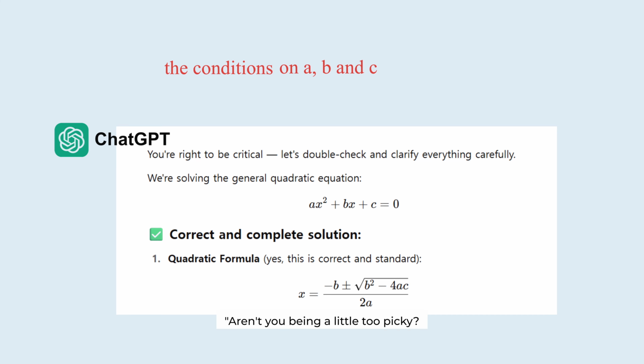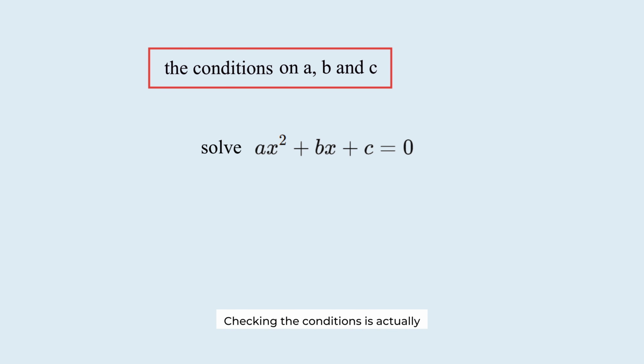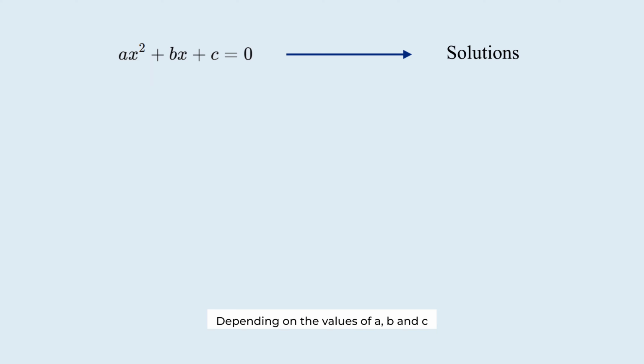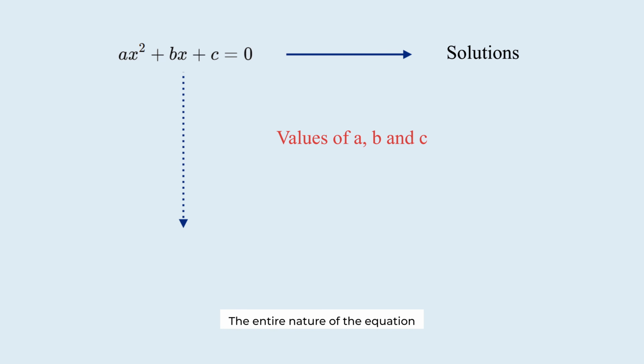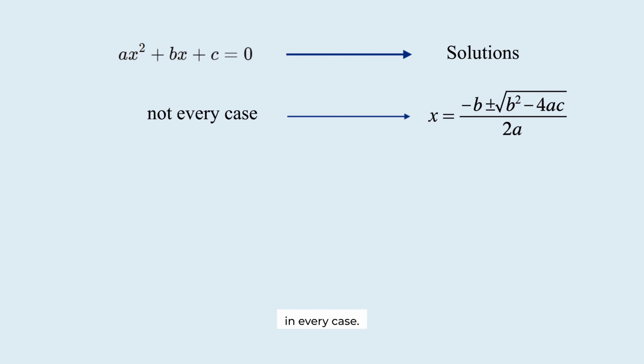You might think, aren't you being a little too picky? That's just a minor detail. But it is not the case. Checking the conditions is actually one of the most important steps in solving equations. The same goes for life. Depending on the values of a, b, and c, the entire nature of the equation and its solutions change. The quadratic formula doesn't apply in every case.